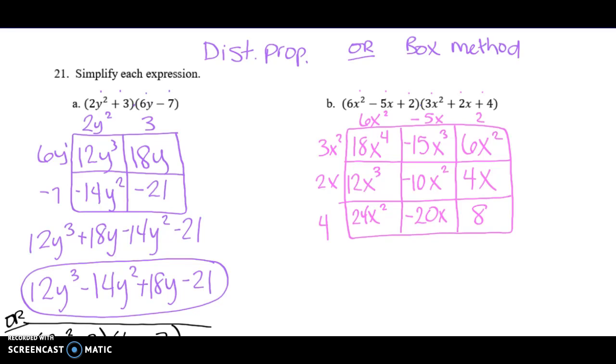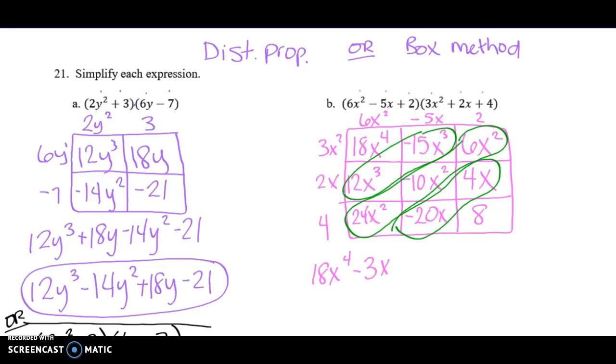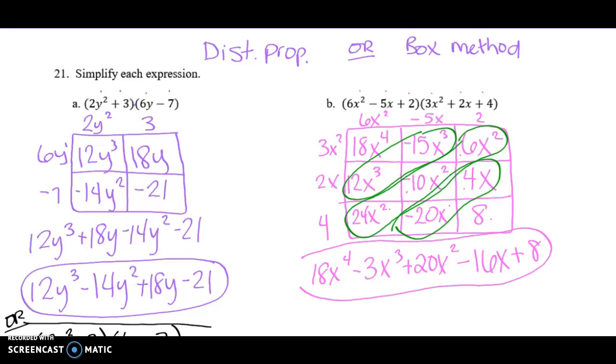So one of the things that we can do is kind of shortcut it. If you look on the diagonals, you can kind of see these like terms. Instead of copying it all out, we're going to combine them as they are right there. So I have 18x to the 4th. Then I need to do 12x cubed minus 15x cubed in my first group. 12 minus 15 is a negative 3x cubed. Then 24x squared minus a 10x squared leaves me with 14. And then 14 plus 6 gets me back to 20x squared. And then last, the negative 20x plus 4 is negative 16x. And then finally, I have that 8 is positive, and my final answer.